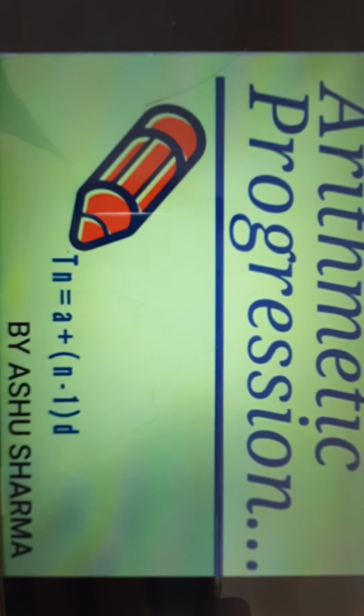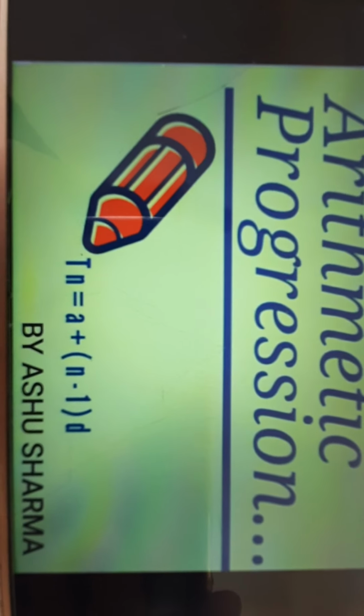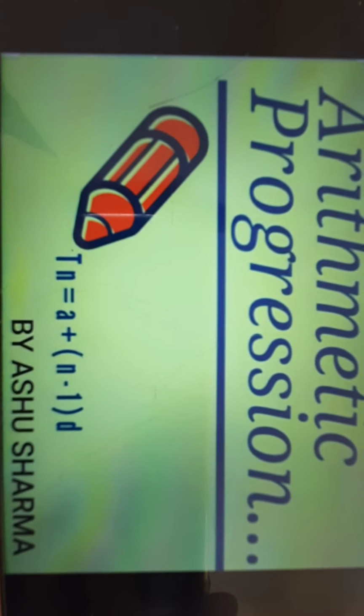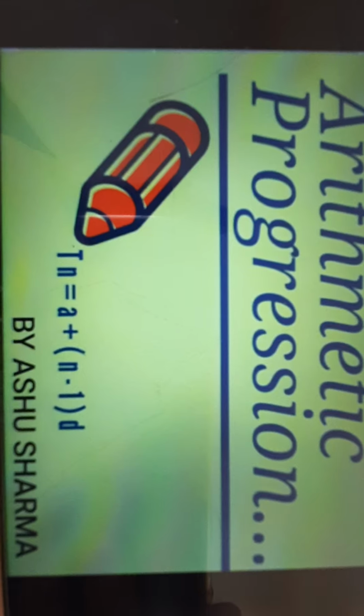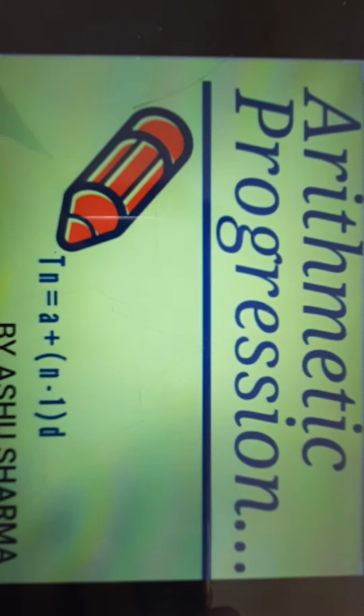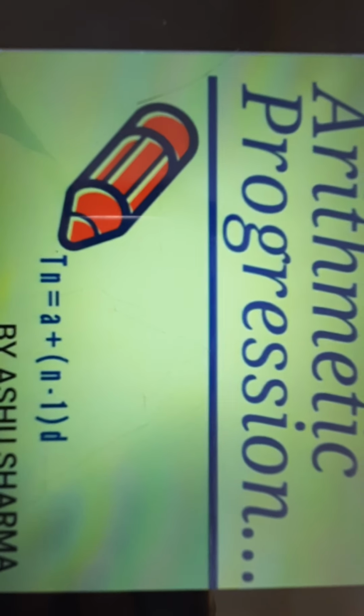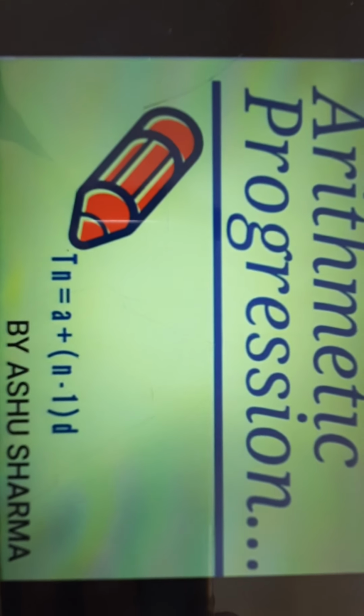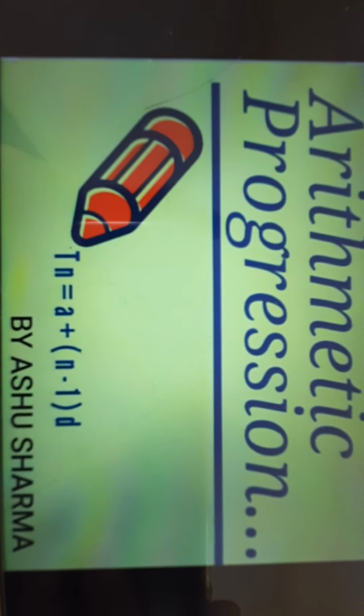And we have started the 5.2 exercise. In the previous video I explained 5.2 question number 1 about the nth term formula, which you can see on the screen: Tn is equal to a plus n minus 1 into d. Now let's do the next question.